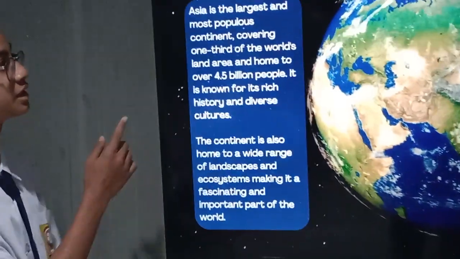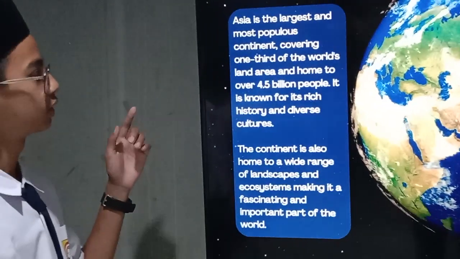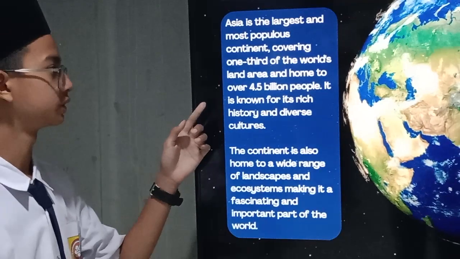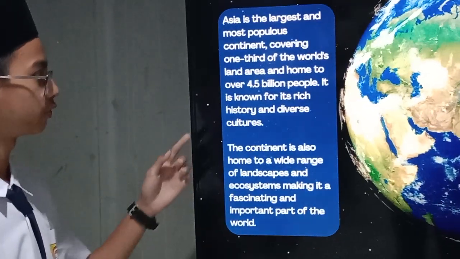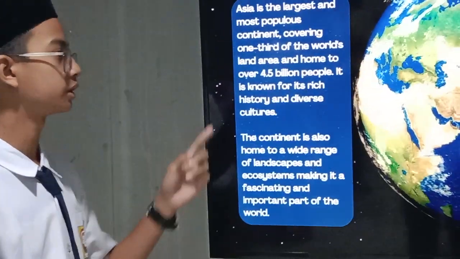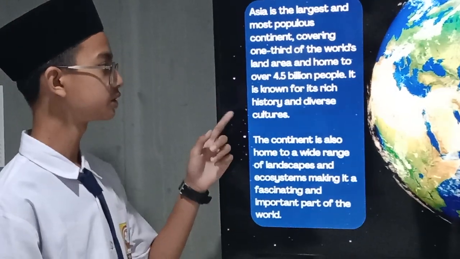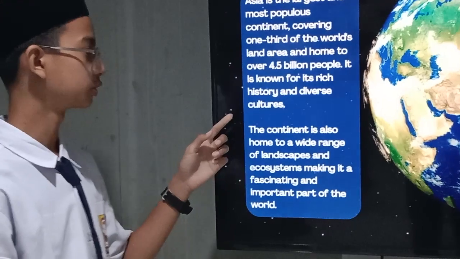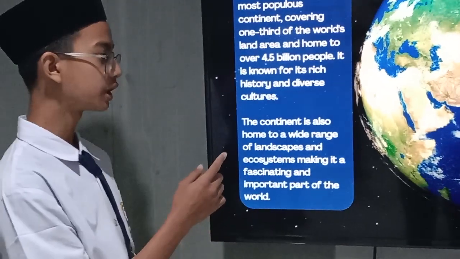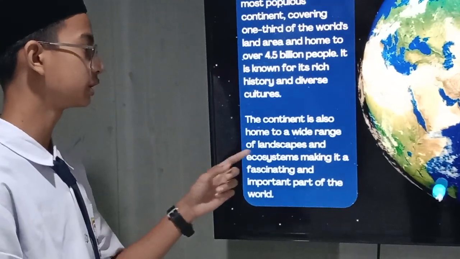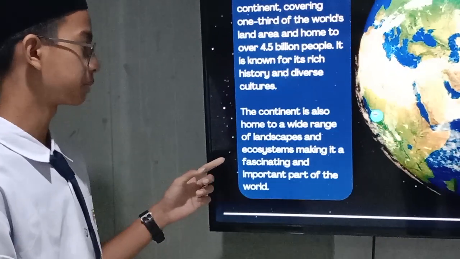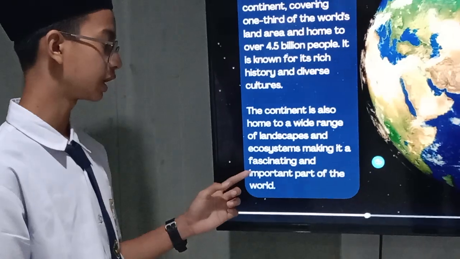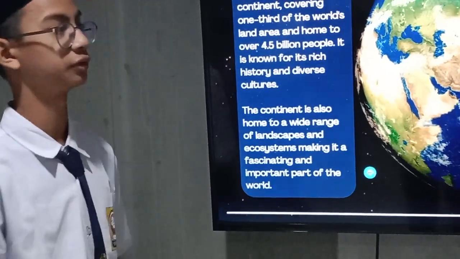Asia. Asia is the largest and most populous continent, covering one third of the world's land area and home to over 4.5 billion people. It is known for its rich history and diverse cultures. The continent is also home to a wide range of landscapes and ecosystems, making it a fascinating and important part of the world.